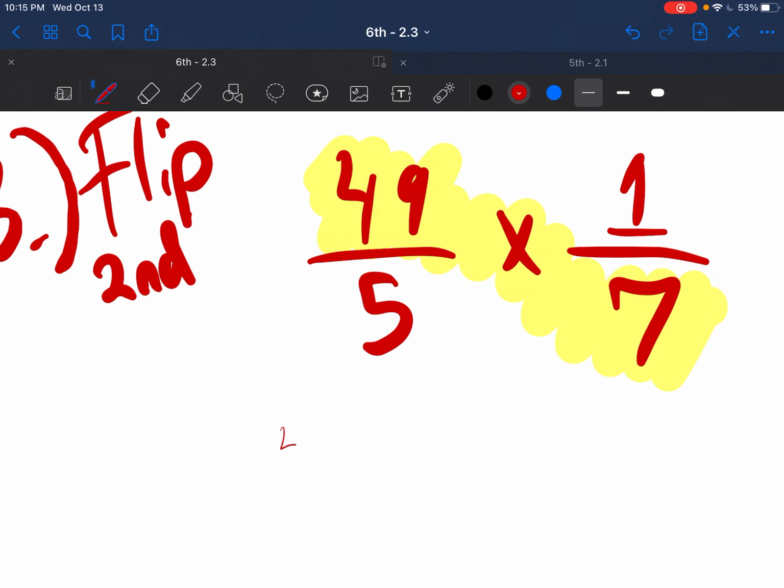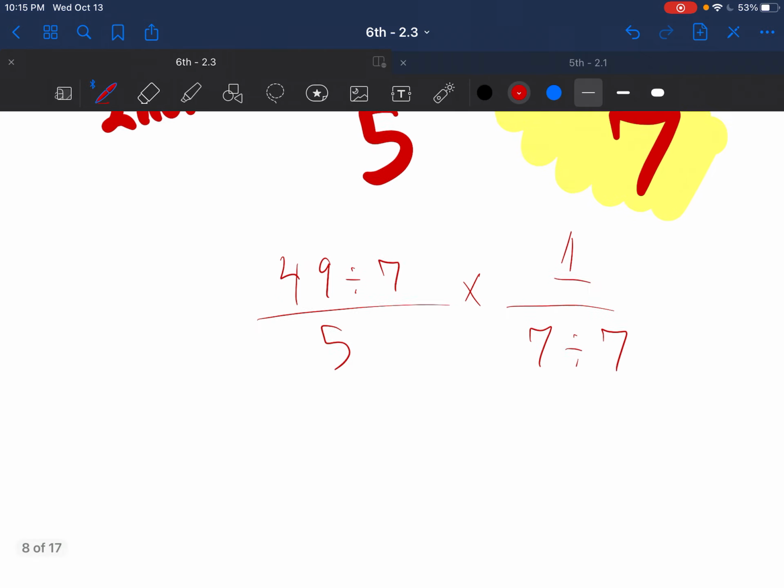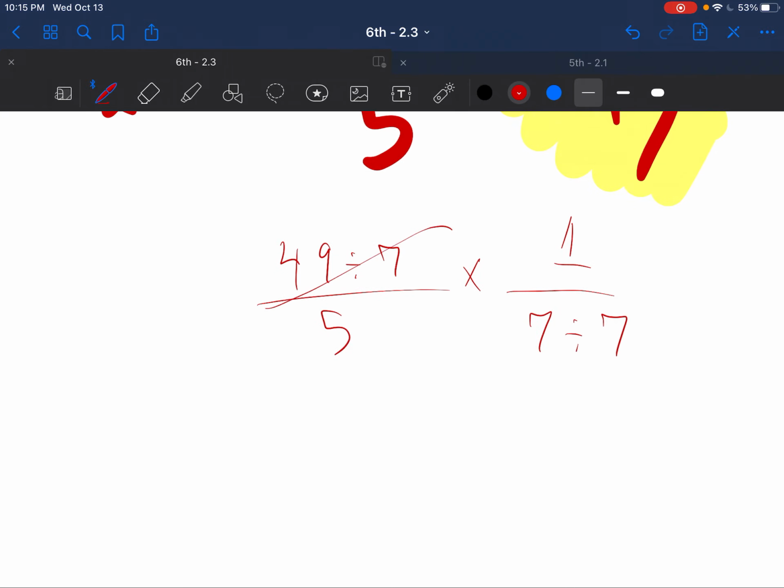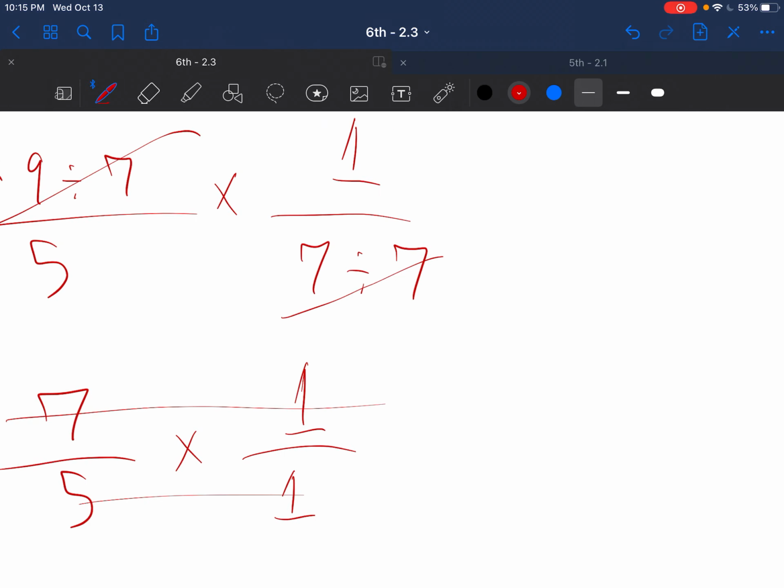So let's rewrite our problem. You have 49 divided by 7, and then you have 5 times 1 and 7 divided by 7. So let's solve it. What is 49 divided by 7? I know that's 7 over 5. And then what is 7 divided by 7? That is 1. So how do we multiply fractions, ladies and gentlemen? We multiply straight across. 7 times 1 is 7. 5 times 1 is 5. But I have to simplify, right?